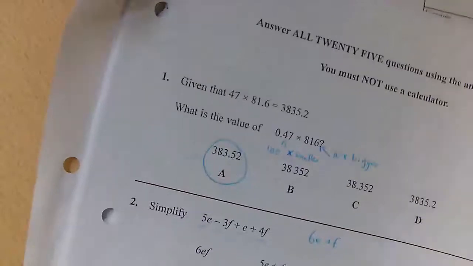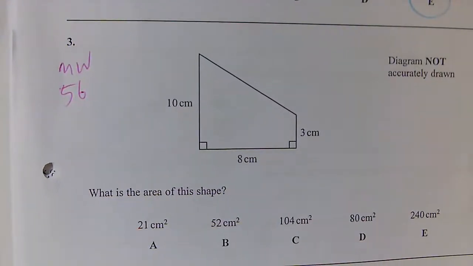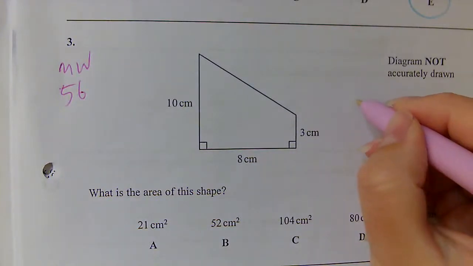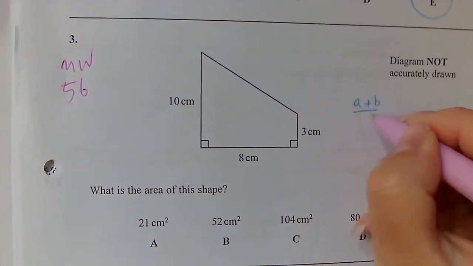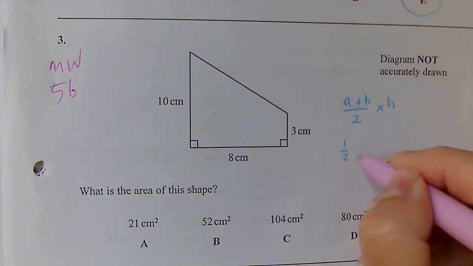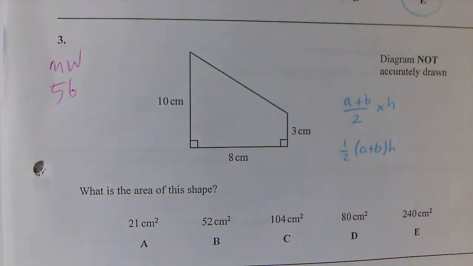Question 3. So this is a trapezium. You must learn the formula for area of trapezium. It is not given to you in the exam. So there's two different ways of remembering it. I prefer (a plus b) all over 2 times h. Some people I know prefer a half (a plus b) h. It is your choice. I don't mind which one you remember.